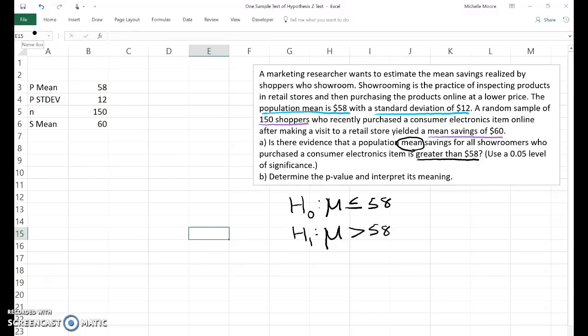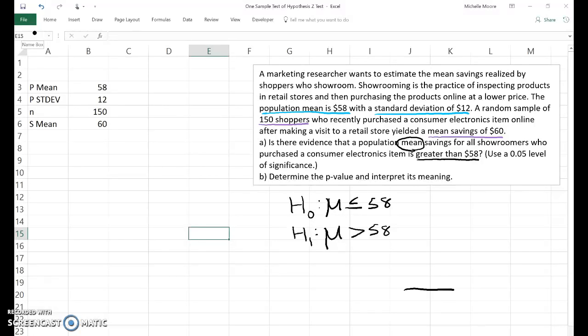Now the next thing we need to do is determine which distribution we're going to use. In this case, we can either use a z distribution or a t distribution. The question you want to ask yourself is, do we know the population standard deviation? In this case, we do know the population standard deviation. It was given to us in the problem. It's $12. And so we are going to be using a z distribution. If we did not know the population standard deviation, that is when we use a t distribution.